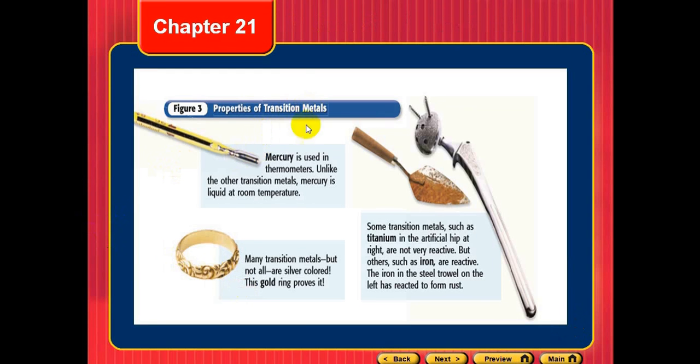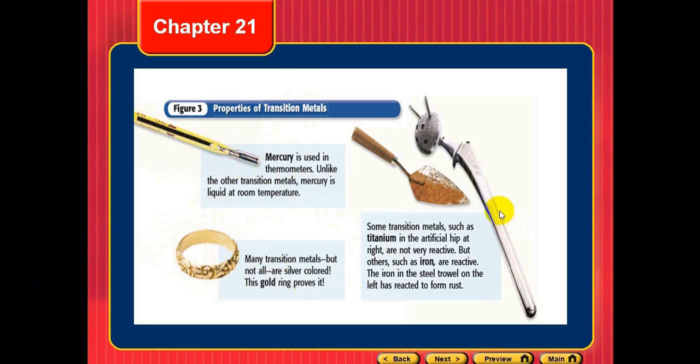Properties of transition metals, like here we have the mercury. Mercury is the only liquid metal in the periodic table, in the transition metals, the only liquid metal. They use it in thermometers, as we see here. Unlike the other transition metals, mercury is liquid at room temperature. And here also, not all the transition metals have a silver color. Gold has a golden color. This gold ring proves it.